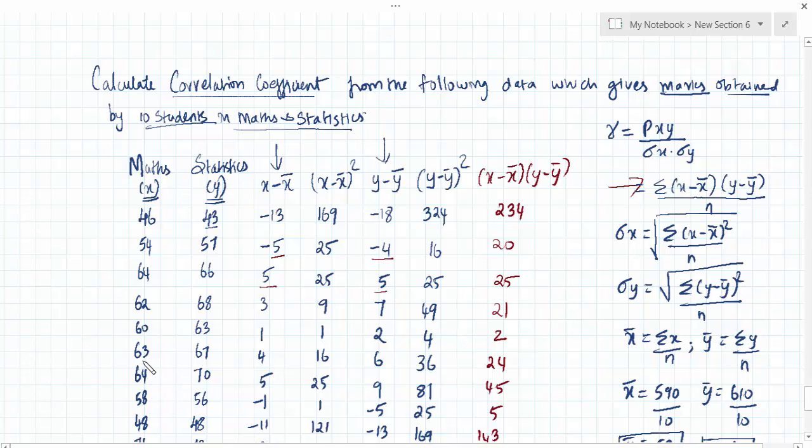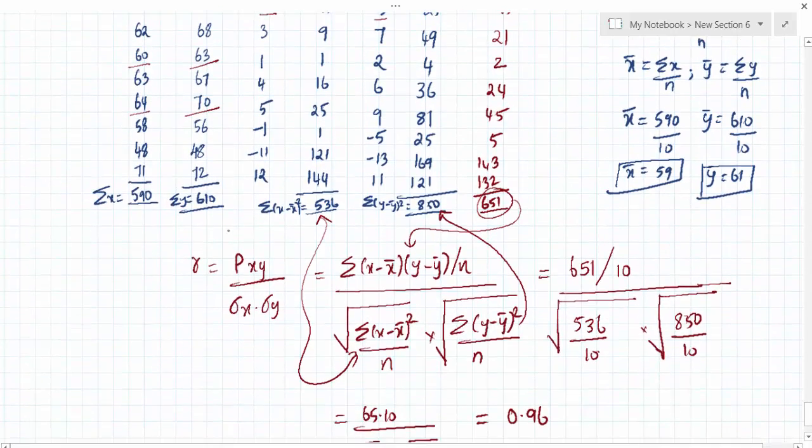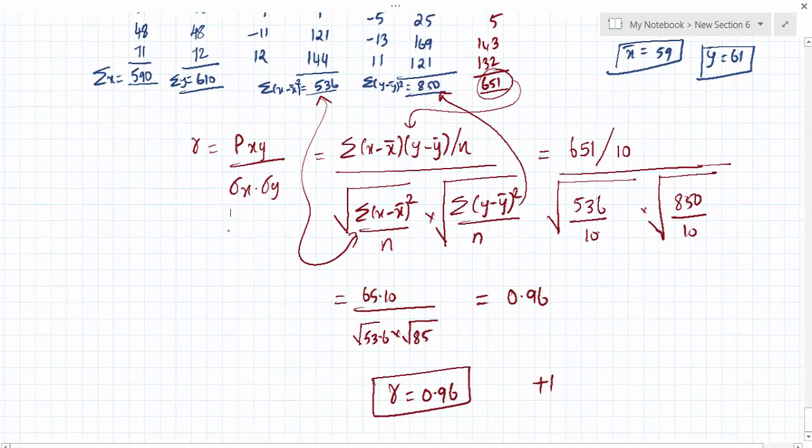Just have a look here. It is not perfectly matching, but there is a high degree of relationship. Look at here, when he is scoring 64 in maths, he is scoring 70 in stats. When he is scoring 60 in maths, he is scoring 63 in stats. And when he scores lesser, I mean when he scores 46 in maths, he scores 43 in stats. So there is a high degree of positive correlation between these two subjects.